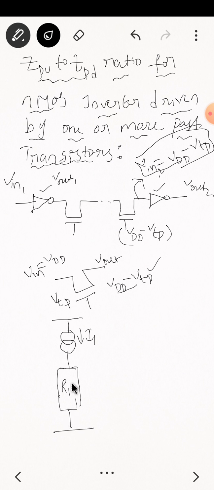It is the ground terminal. I am taking the output across the pull down transistor. The output across this one is equal to V out. The input applied across this one is the inverter 1 input voltage, I am taking it as VGS. This VGS is equal to VDD.